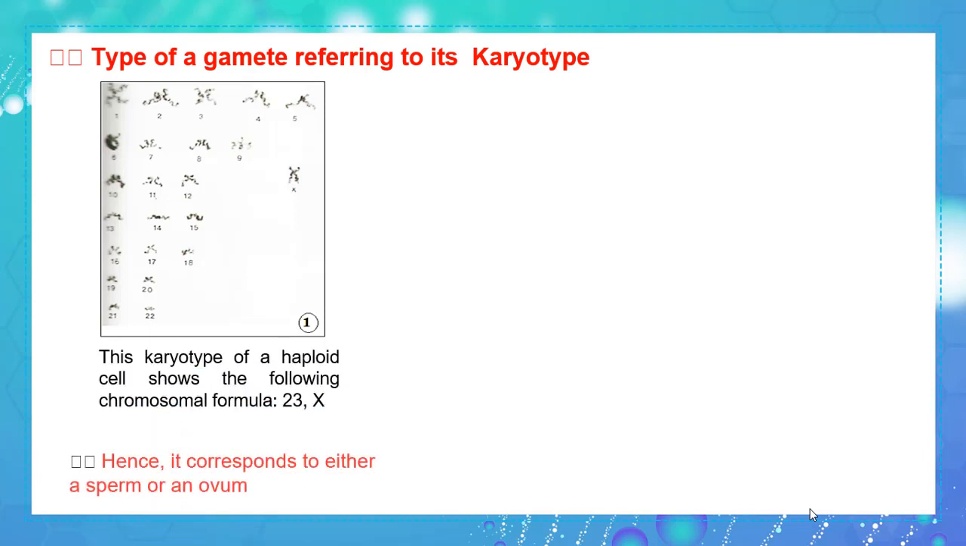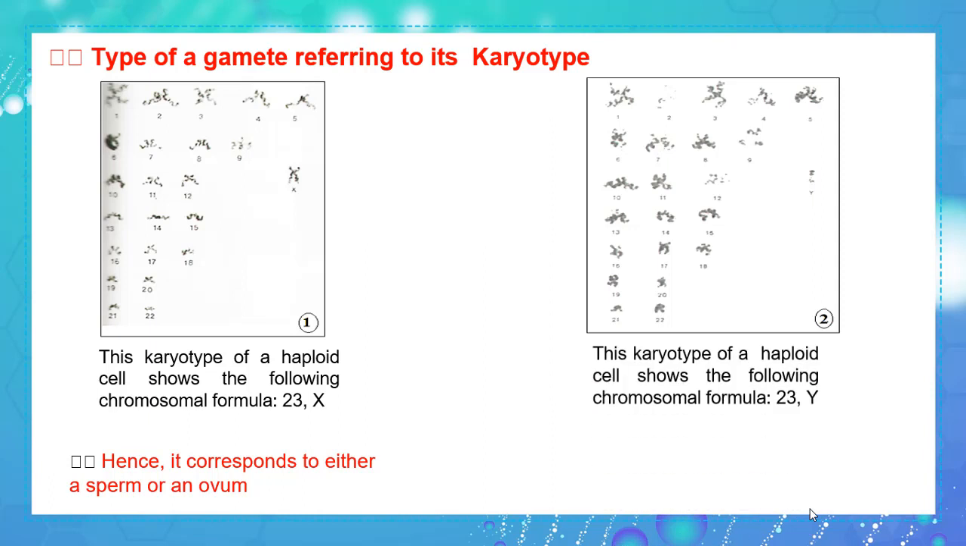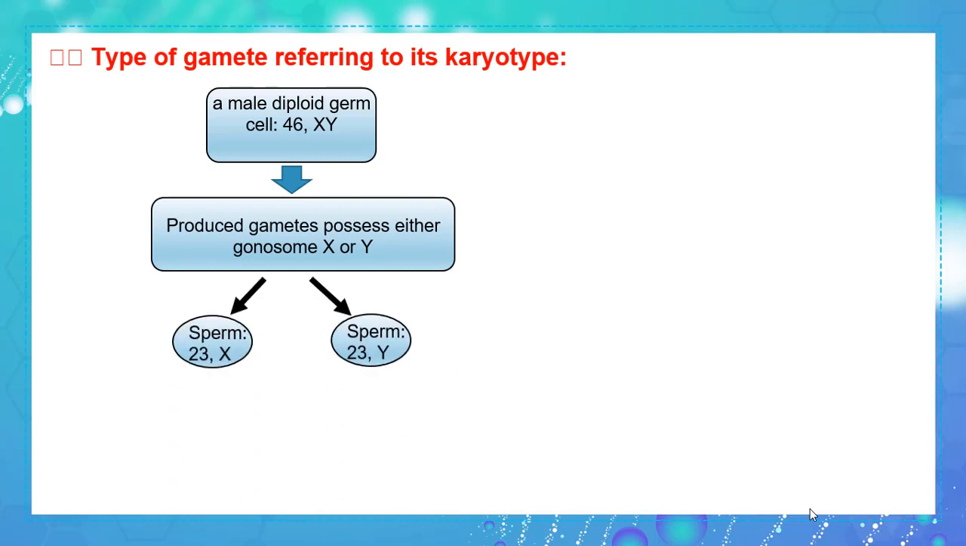Hence, it corresponds to either a sperm or an ovum. On the other hand, karyotype 2 shows a haploid cell with the chromosomal formula 23 including Y. Hence, it must correspond to a sperm only. The question is why? Well, the male germ cell, which is a diploid cell, possesses gonosomes X and Y. So during the formation of gametes, only one gonosome will be passed to a gamete. That's why male gametes, sperms, might have either gonosome X or gonosome Y.